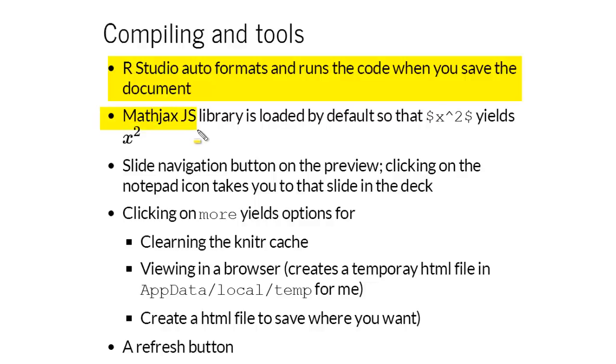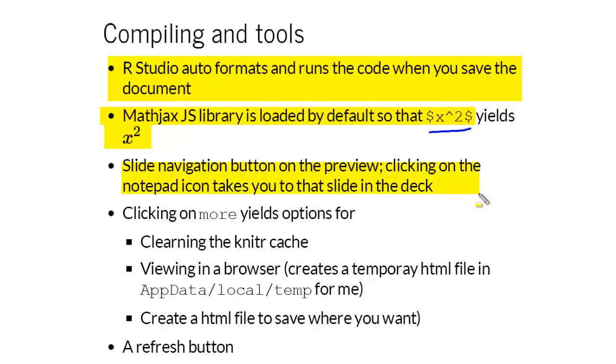The MathJax JavaScript library is loaded by default. So if you use this command right there, $x squared $, that's the LaTeX command for x squared, and that just yields the mathematically typeset x squared. Okay.